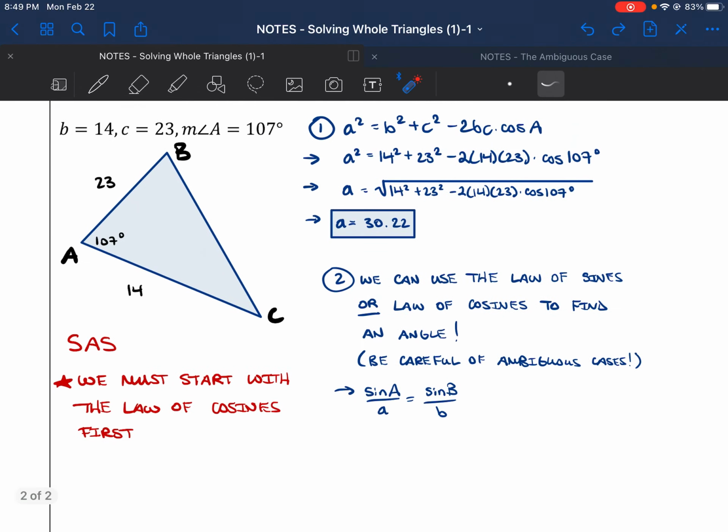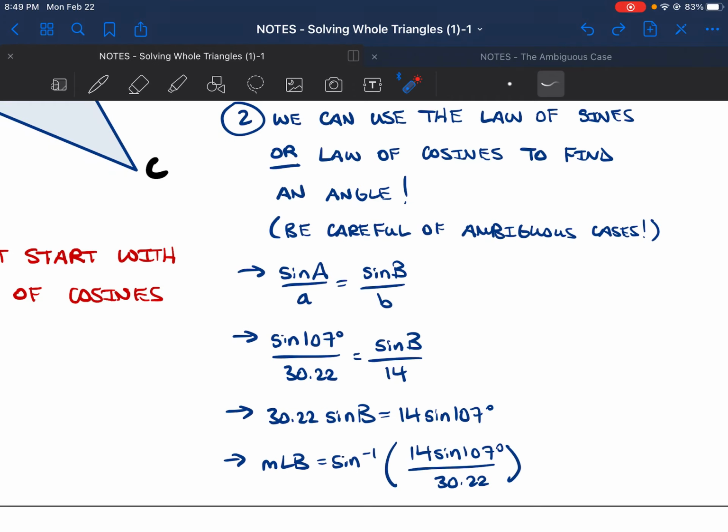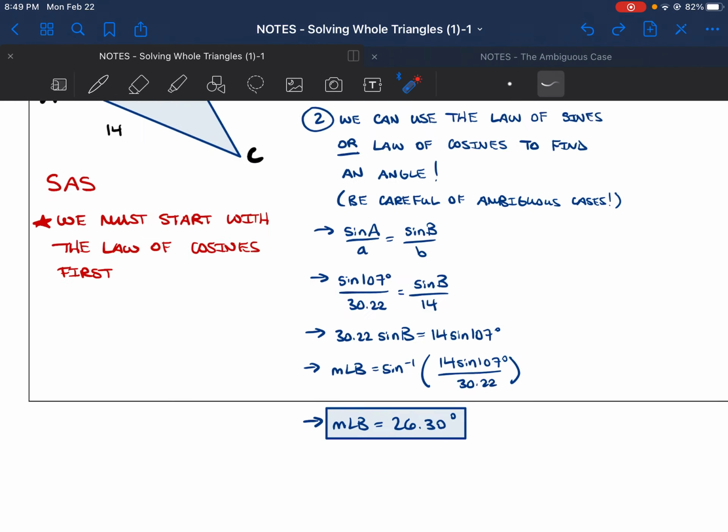I'm going to say the sine of angle A over A, which we know to be 30.22, equals the sine of angle B, being what I'm going to try to find, divided by side B, which is 14. Once again, with law of sines, let's cross multiply. We're going to get that 30.22 times the sine of angle B equals 14 times the sine of 107 degrees. Divide by 30.22 and take the inverse sine, and we're going to get that the measure of angle B is about 26.30 degrees.